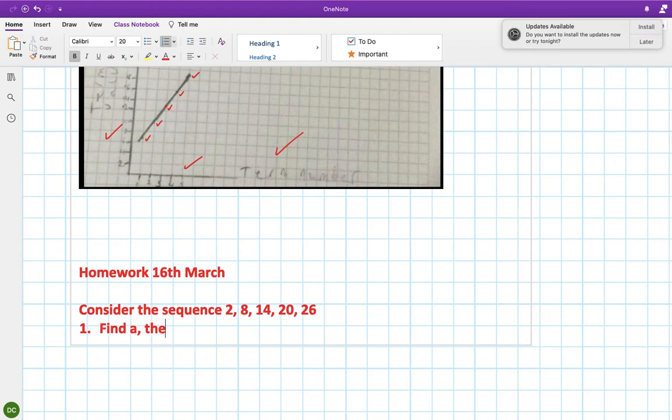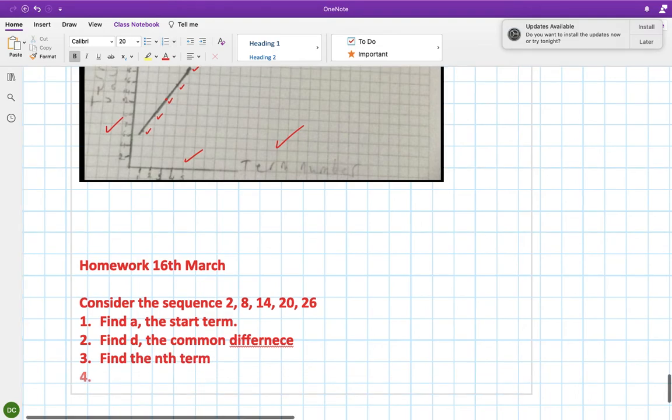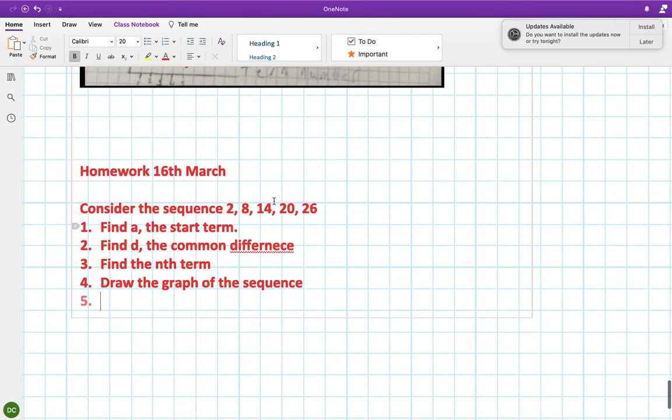Find A, the start term. Find D, the common difference. Find the nth term. Draw the graph of the sequence and write the sequence as an equation of a line. Did I spell difference wrong? Difference. Okay.